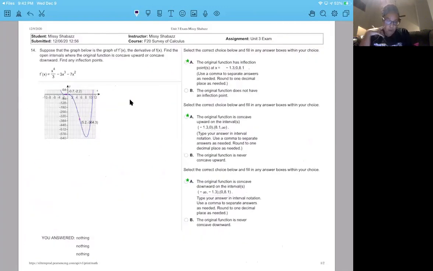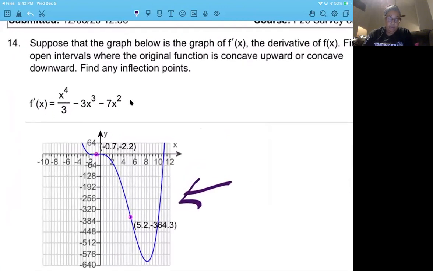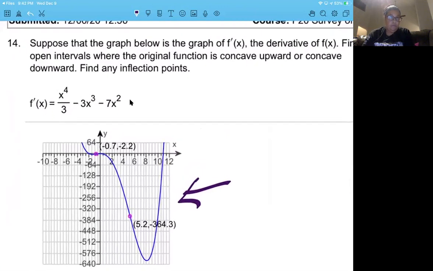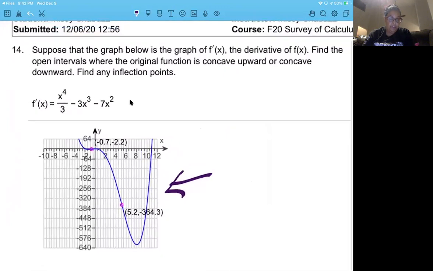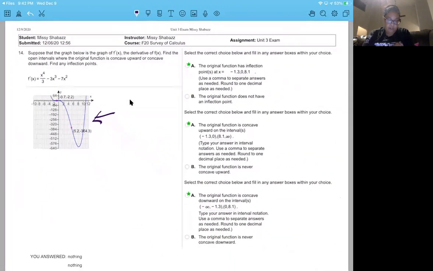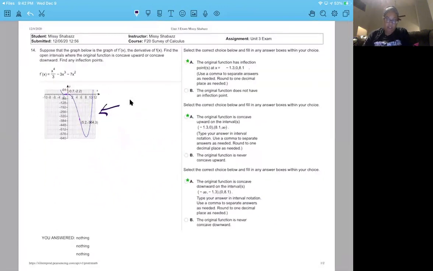All right, suppose that the graph below is the graph of f prime of x. This graph is f prime of x, not the graph of f of x. The derivative of f of x is given. So this is not the function, this is the derivative of the function. Find the open intervals where the original function f is concave up or concave down. Find any inflection points.